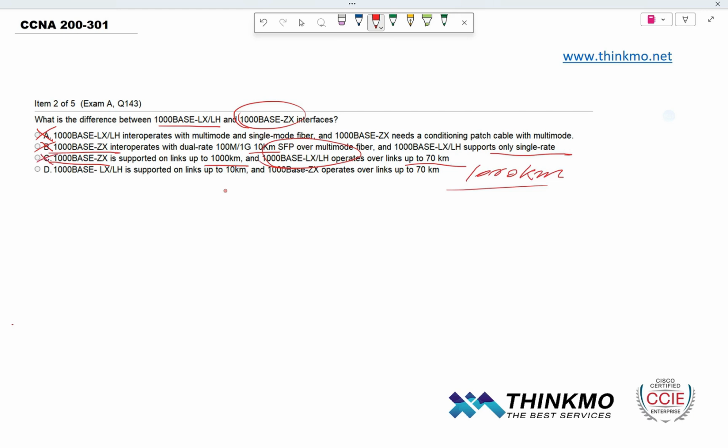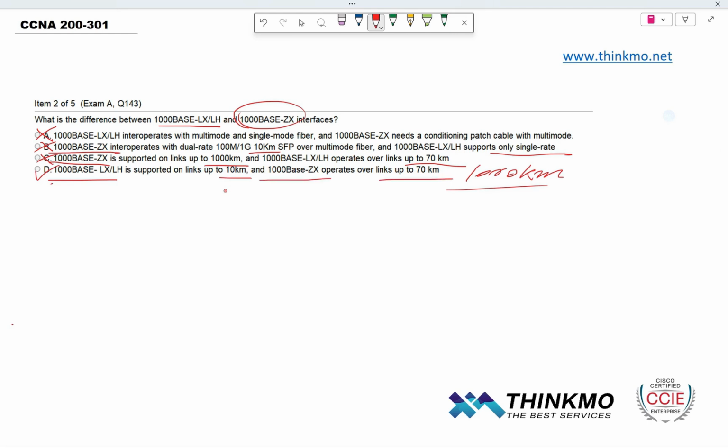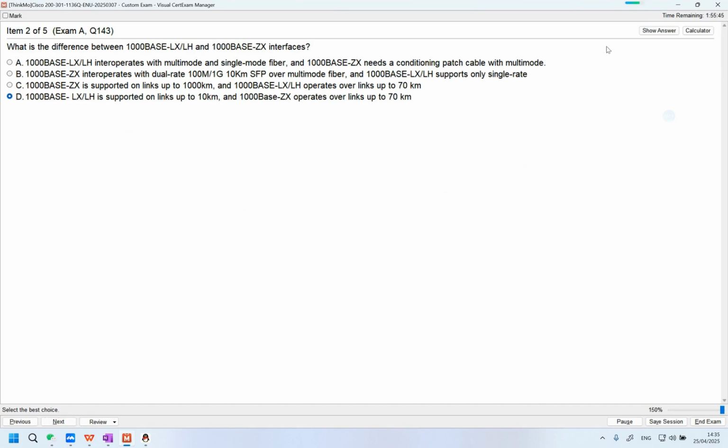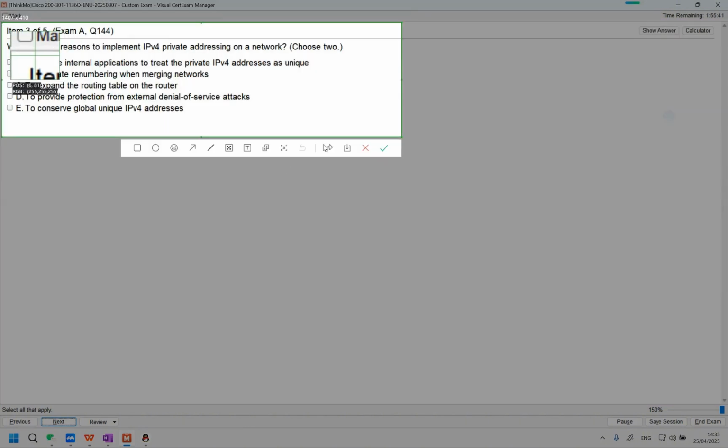So the correct answer should be D. D says that this type supports a 10 kilometer link, and the other type supports 70 kilometers, so the option is D. This question is a bit tricky. The correct answer is D. All right, let's look at the third question. The third question is a multiple choice question.